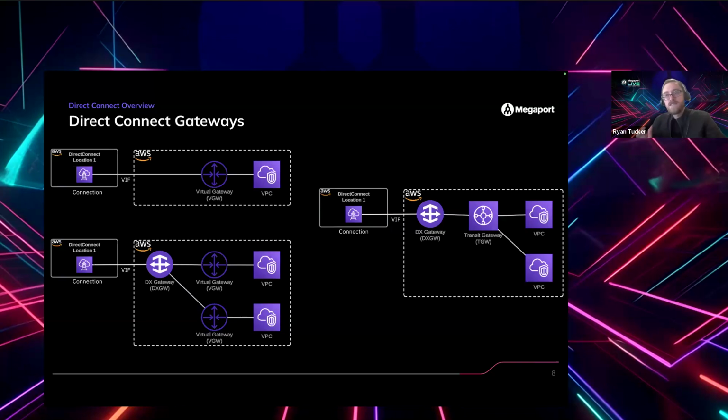So Direct Connect Gateway is still in the middle. You can't connect Direct Connect straight to Transit Gateway. You have to have Direct Connect Gateway in the middle. So with Direct Connect, the VIF terminates on the Direct Connect Gateway. The Direct Connect Gateway then has an association with the Transit Gateway in much the same way that a VPC does.